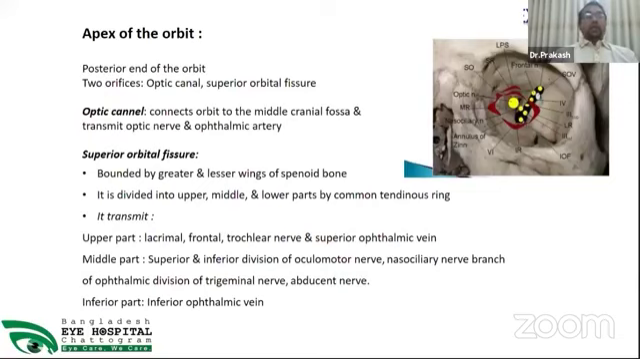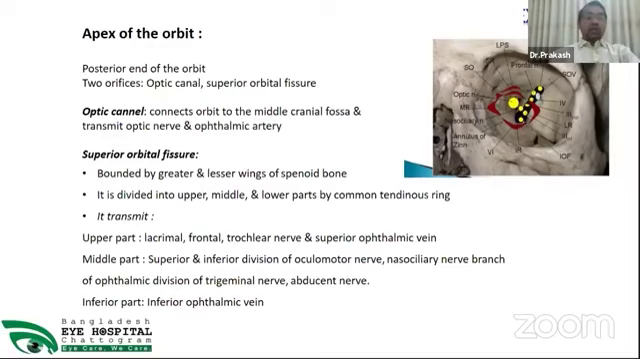The posterior end of the orbit is the apex of the orbit. And there are two orifices in the apex of the orbit. One is the optic canal and another is the superior orbital fissure. The optic canal connects the orbit to the middle cranial fossa, and it transmits the optic nerve and ophthalmic artery.